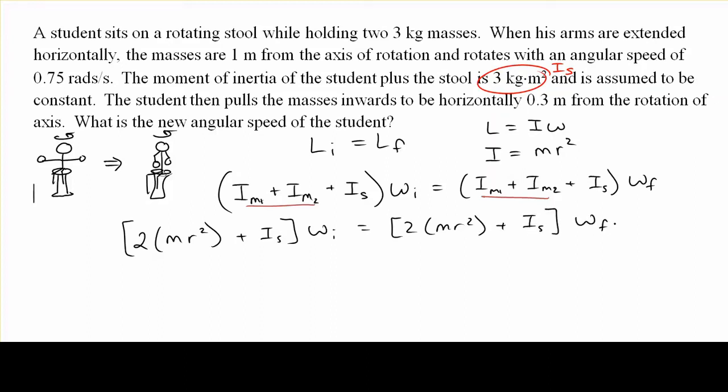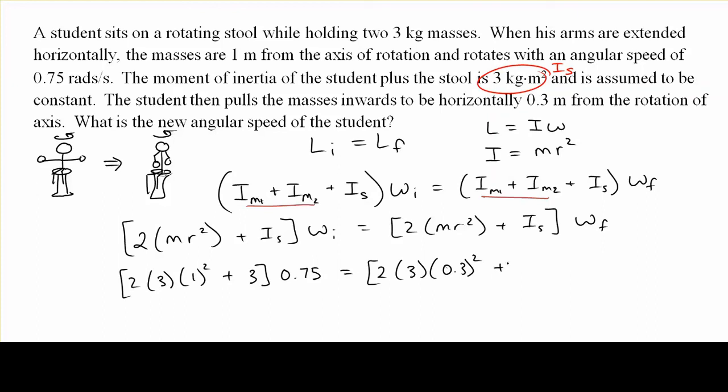So let's go ahead and plug our values in. I've got 2 times my mass. My masses are each 3 kilograms. My radius initial is 1 meter. And then the moment of inertia of my stool and student is 3. My omega initial is 0.75. Now over here on this side, here's where I start to see the change. My mass has not changed. It's still 3 kilograms. My radius, though, is now 0.3. We've brought them inwards, and that's the only thing that's changed. So my moment of inertia for my student and stool is still 3, times my omega final.